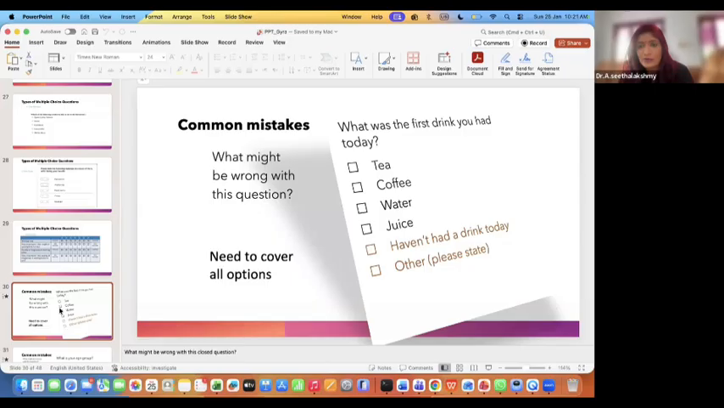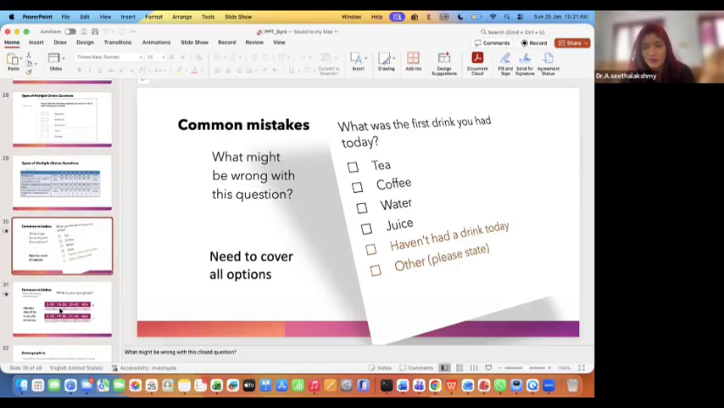In that aspect you would have prepared your questionnaire. Please avoid that. Give options in a different way so that you can cover everything. That is a common mistake that we make.